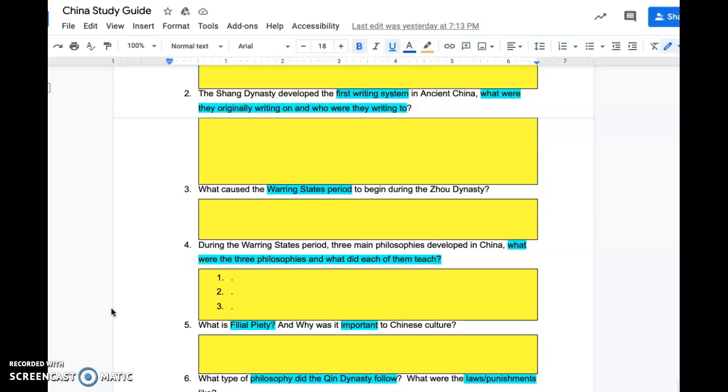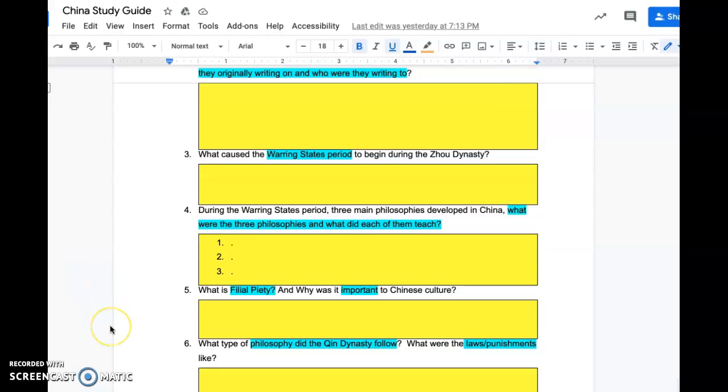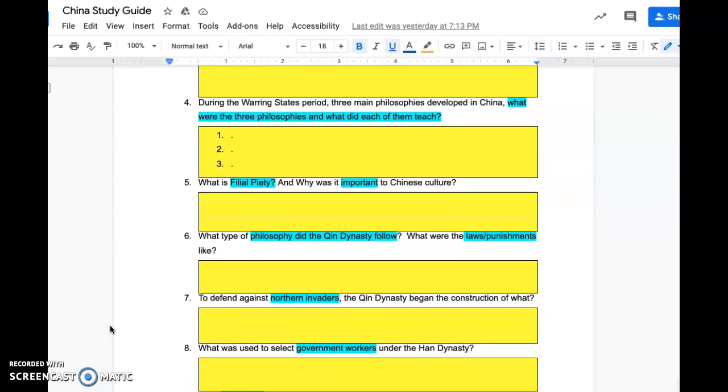Number 5. What is filial piety, and why was it important to ancient Chinese culture? Number 6. What type of philosophy did the Qin dynasty follow? What were the laws, punishments like?